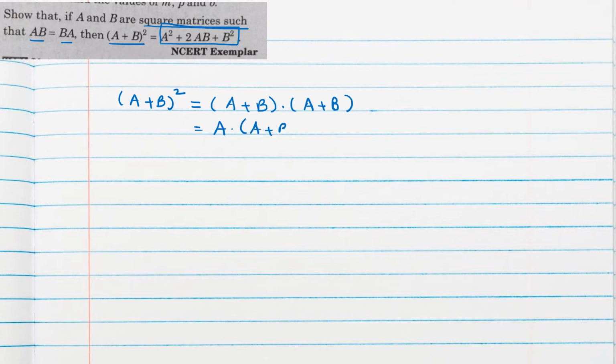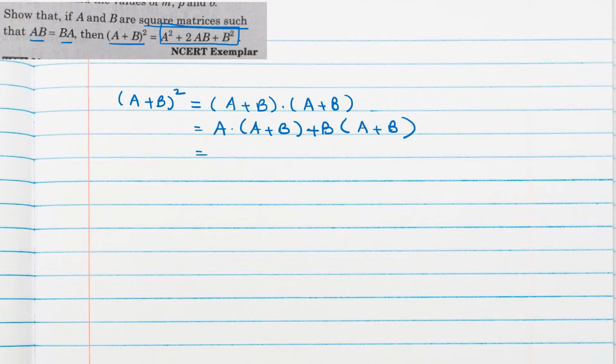In this question, show that if A and B are square matrices such that AB is equal to BA, then A plus B whole square is equal to this expression. So we'll consider A plus B whole square. For matrices we can't write directly like the identity form. A plus B square means A plus B into A plus B. So we can use the distributive property here: A into the second bracket plus B into the second bracket.